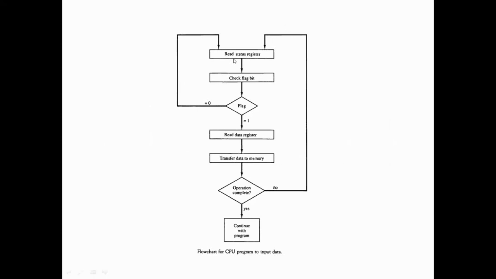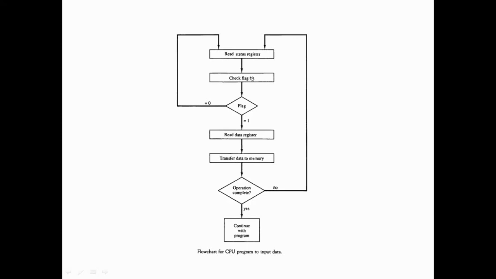So this can be summarized in a flow chart. The flow chart says: read the status register. That means the CPU, after every few milliseconds, will take the contents of the status register and move it to the CPU. This operation will obviously be called a read operation. After this read is complete, the CPU will check the status of the flag bit.